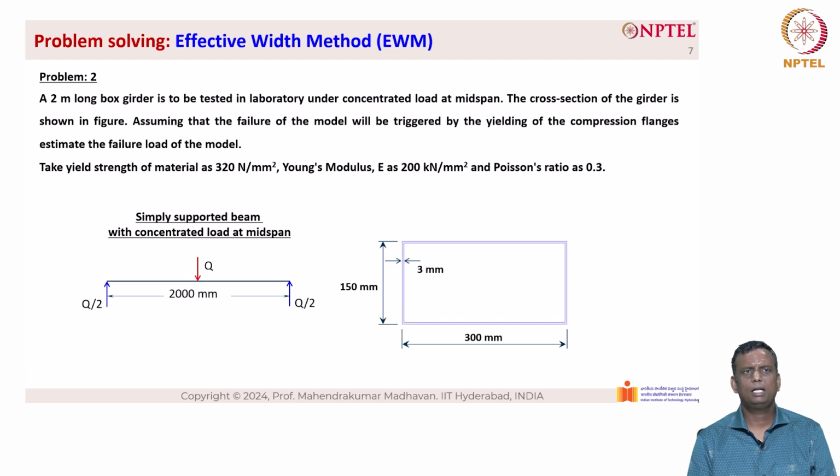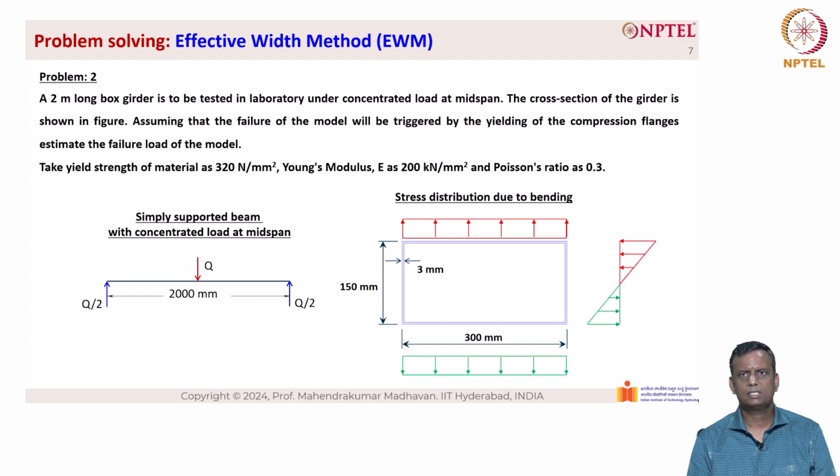Now let us look at the simply supported beam with a concentrated load at midspan. The distance between the supports is 2 meters or 2000 mm, and the supports have Q by 2 and Q by 2 as the reactions. The depth of the box girder is 150 mm, the width is 300 mm, and the thickness is 3 mm. Now the stress distribution due to bending is that the top is in compression, the bottom is in tension, and the web is subjected to both compression as well as tension.